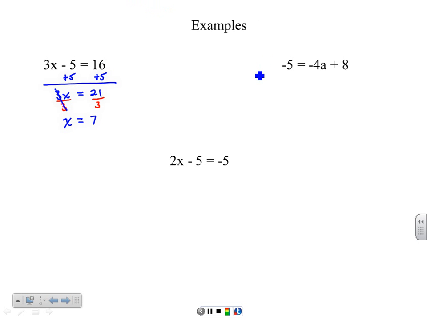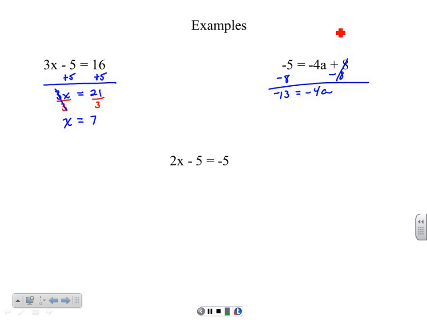The problem on the right-hand side, there's no simplifying to do. We cannot combine the negative 4a and the 8, but I need to get like terms on the same side. So I need to get this 8 over here with this negative 5 away from this negative 4a. So I'm going to subtract 8 from both sides. And so I have negative 13 is equal to negative 4a.